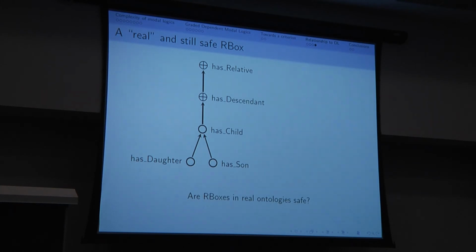So the question is, in real ontologies, which we have in practice, are the RBoxes safe or not? It's natural to just inspect those ontologies. We didn't do this so far because the ontologies are quite huge, and RBoxes are huge as well. So we need some technical instruments for doing this.